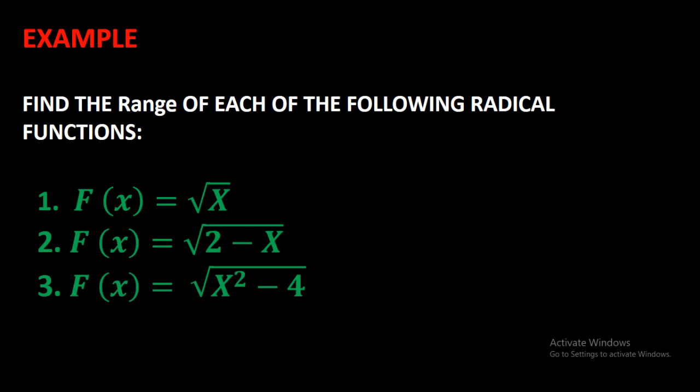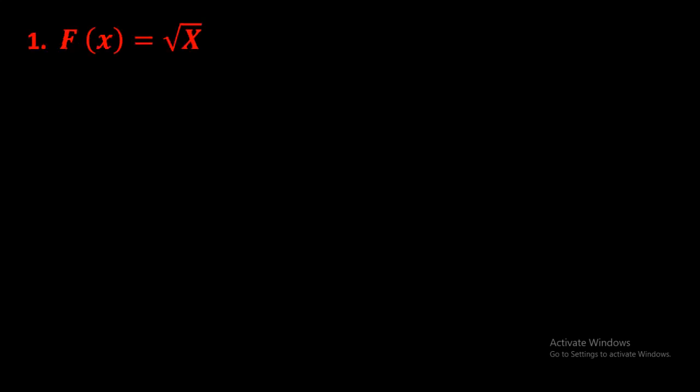The example is: find the range of each of the following functions. The first one we have been given is f of x equals square root of x. The second one is f of x equals square root of 2 minus x. And the third one is f of x equals x squared minus 4. So let's quickly look at the first one.